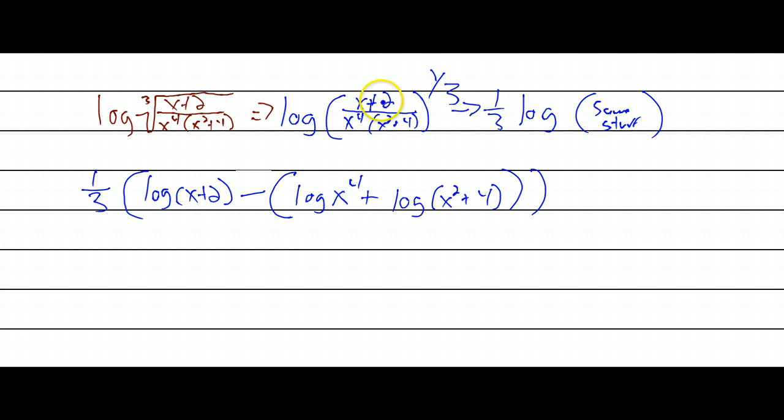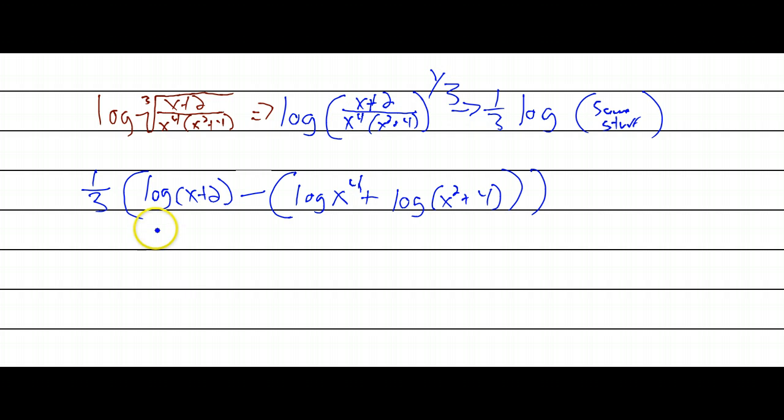Alright. So let's do that again. The 1/3 stays in front. Now we break down this. So you divide first, right? Is this divided by that? So that's where I have the subtraction of the bottom part. Now, log x to the 4th plus log of x squared plus 4, because these two are being multiplied.